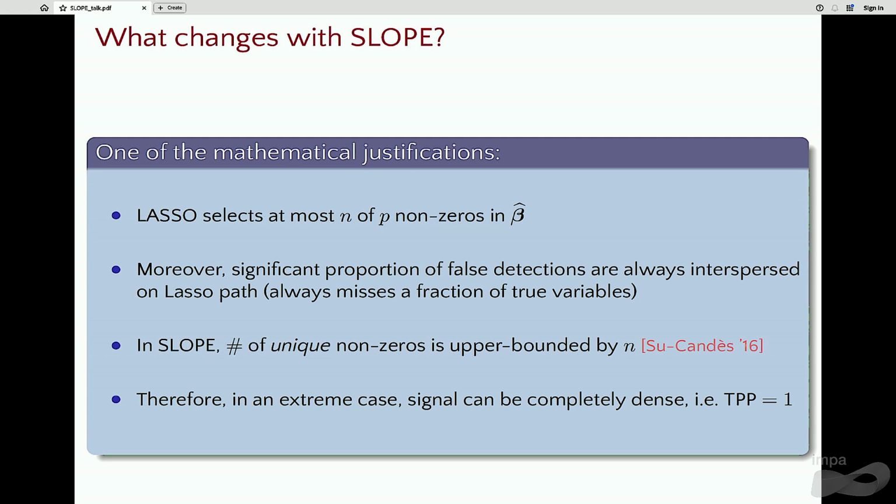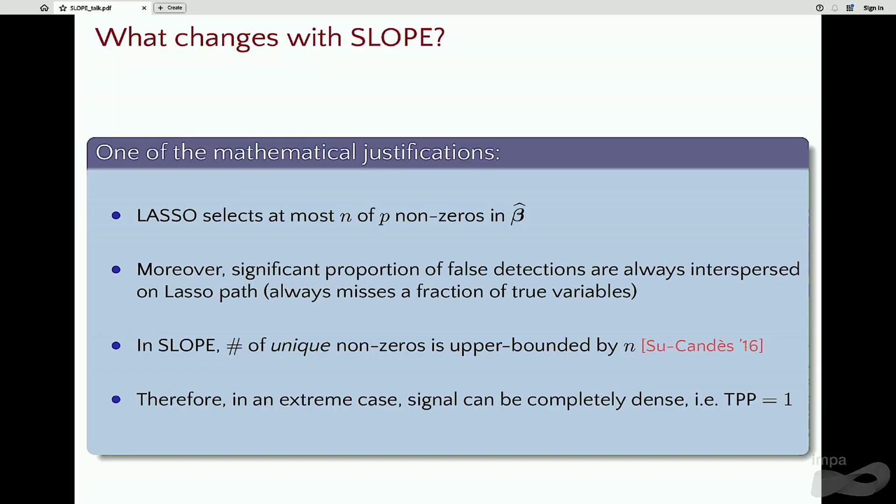If we think about slope instead, the corresponding upper bound here is the following. So there's still an upper bound on the non-zeros in the slope solution, but the upper bound is on the number of unique non-zero values in the slope solution. So one of the characteristics of the slope estimator is that many of the non-zeros in your estimator take exactly the same value. And you can see this if you look at the proximal operator associated with this sorted L1 penalization. And so the bound is not on the number of non-zeros, but the number of unique non-zeros. And so in some extreme case, the signal can still be completely dense, right? In which case, trivially, you have TPP equals 1.